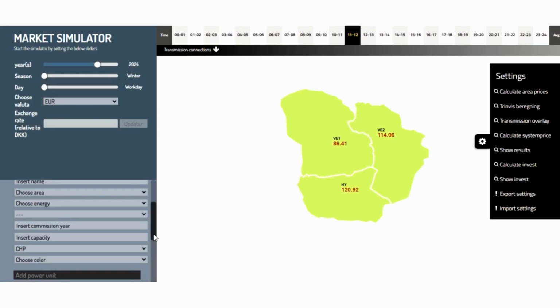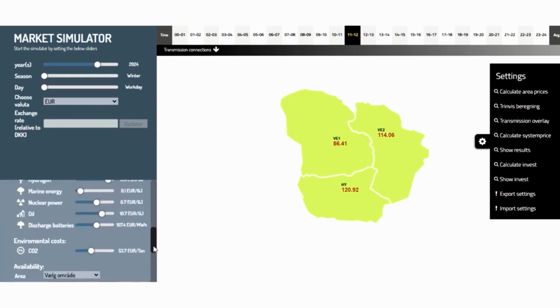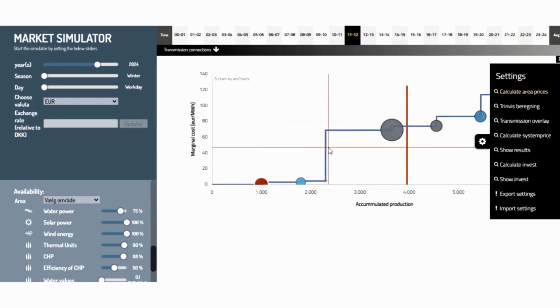And then we go here and say that we also have to set the availability of solar to 100%. So the availability of solar and wind is both 100%. And then we do a calculation of area prices. And what you can see here is that the price in VE1 has reduced.